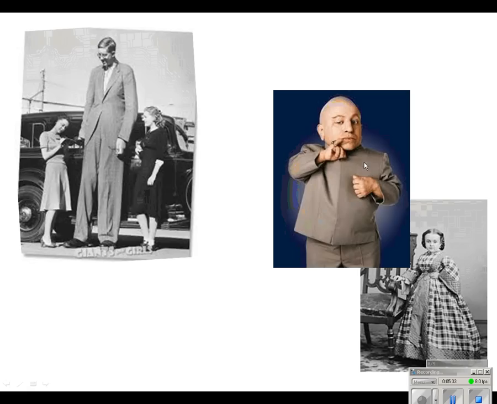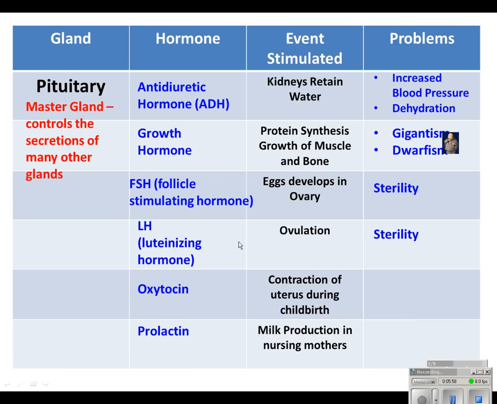So if we look at gigantism and dwarfism quickly, if there's too much growth hormone, we get gigantism. All right, and this is an example here. You can see this is an extreme case. And of course, we know Mini Me, and this is another actress from the past. And both of them had dwarfism because they did not have enough growth hormone being secreted.